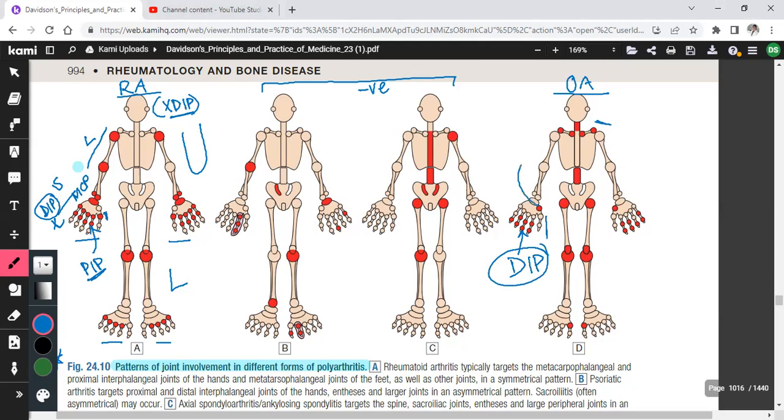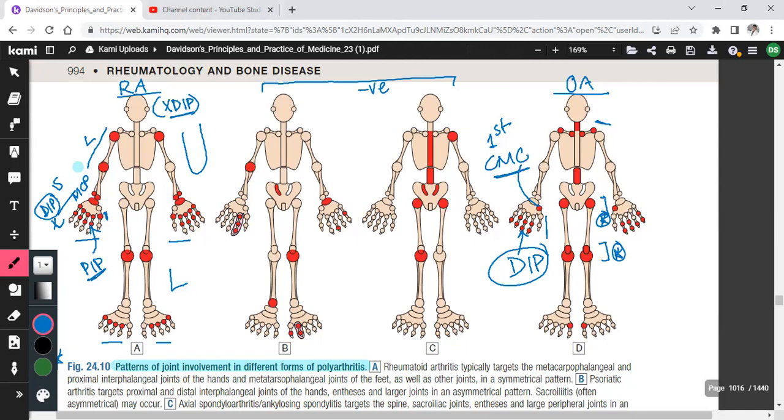Additionally, it also involves the first CMC, carpometacarpal joint. First CMC involvement is a classic feature of osteoarthritis. It also involves the large joints, obviously more commonly than rheumatoid arthritis, such as the knee joint, the hip joint, and sometimes the shoulder and the cervical spine. But classically, the knee and hip joints are more involved in osteoarthritis compared to rheumatoid arthritis. The main difference for exam purposes is the DIP involvement in osteoarthritis.